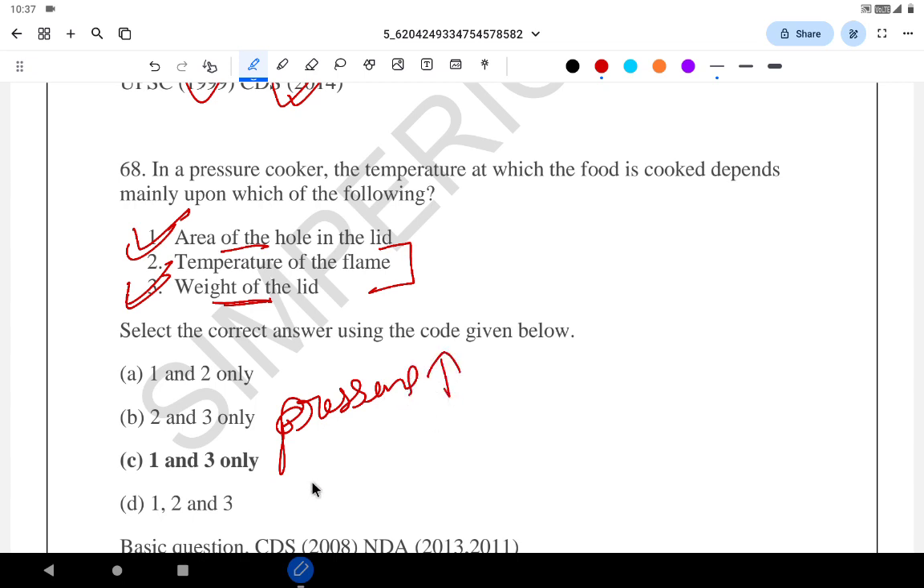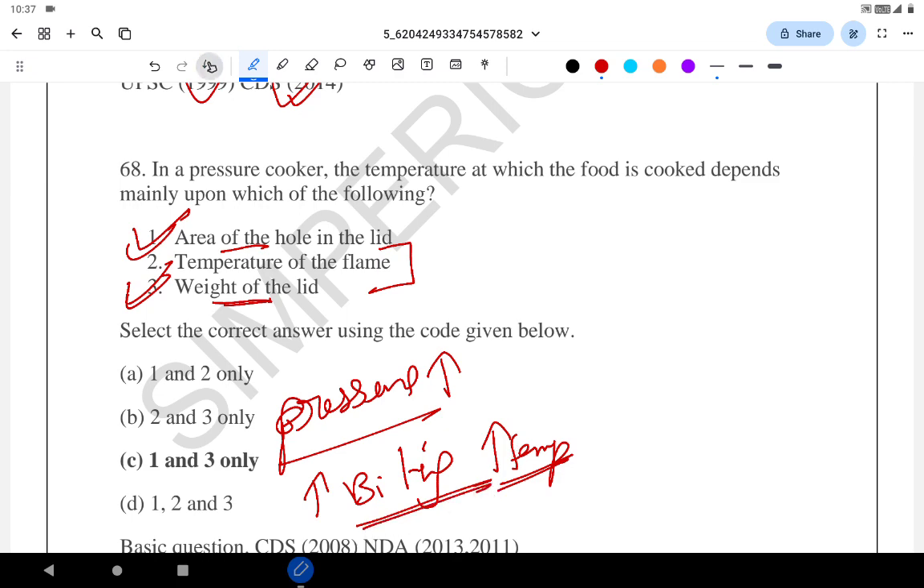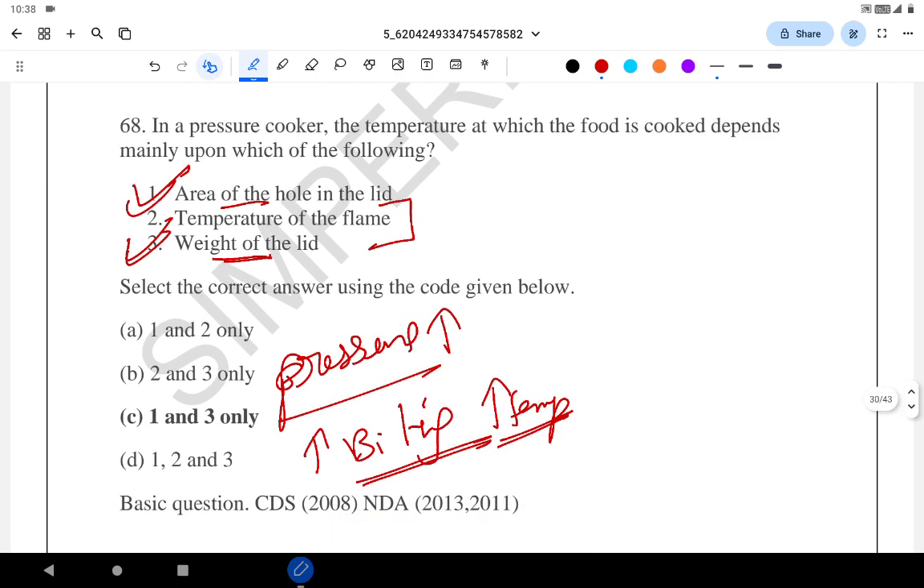Increasing pressure also increases the boiling point, or increases the temperature inside the pressure cooker. Please, if you have not understood, go through this video again, or Google it and read it yourself. It's very important. It's a basic concept of the pressure cooker. Increasing the pressure inside the cooker increases the temperature, helping the food to be cooked faster.